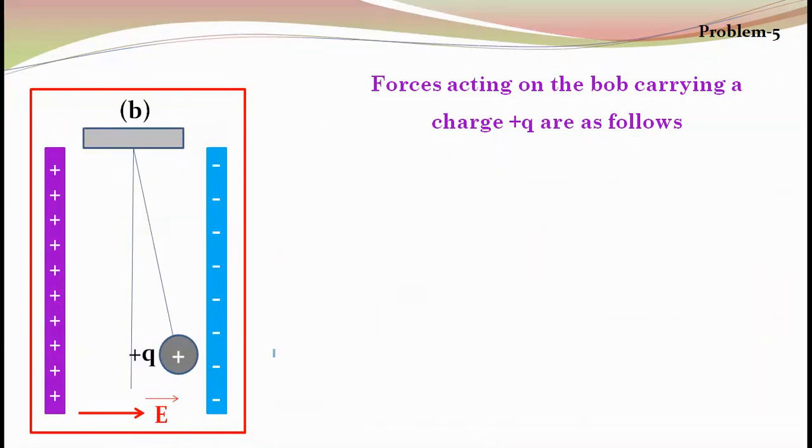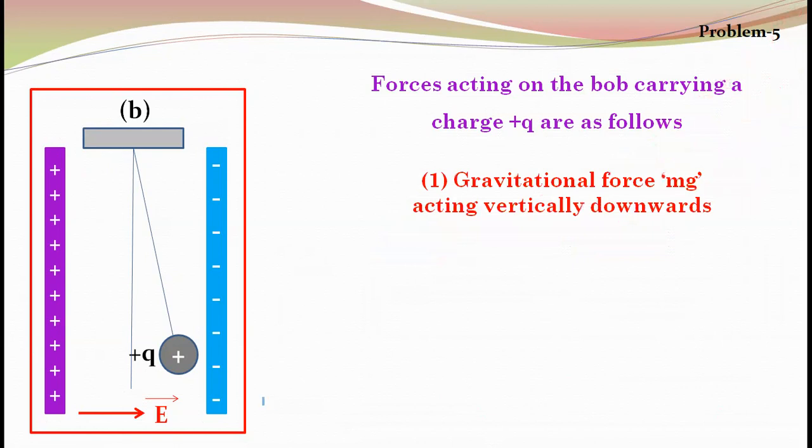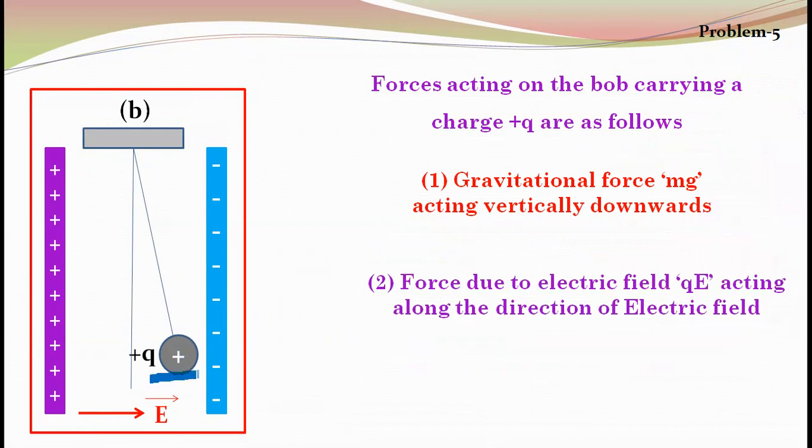Now the forces acting on the bob carrying a charge plus q are as follows. So number 1, gravitational force or weight of the bob which is going to act vertically downwards, which is mg. Number 2, since the bob is not resting on any surface, there will not be any reaction force.